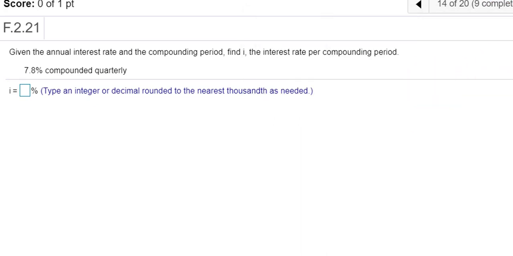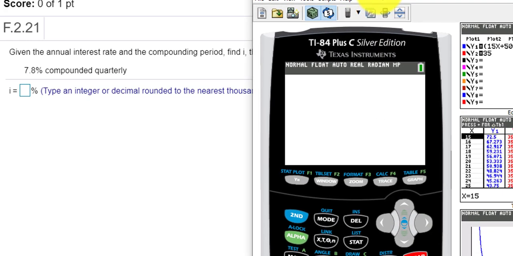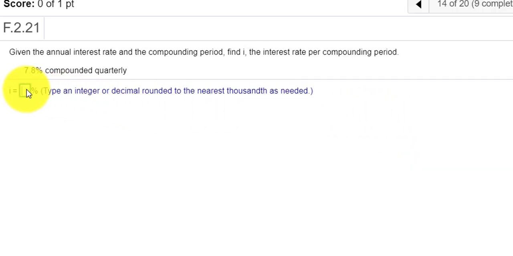So if I take out my calculator, we know I equals R over M. So R in this case is 7.8, and my M is 4, because there are 4 quarters in a year. If I said compounded monthly, well, there are 12 months in a year, so I divide by 12. If I said compounded daily, there are 360 business days in a year, so I would divide by 360. But this says quarterly, there are 4 quarters in a year. I press enter, I get 1.95. 1.95, and there's the good job.